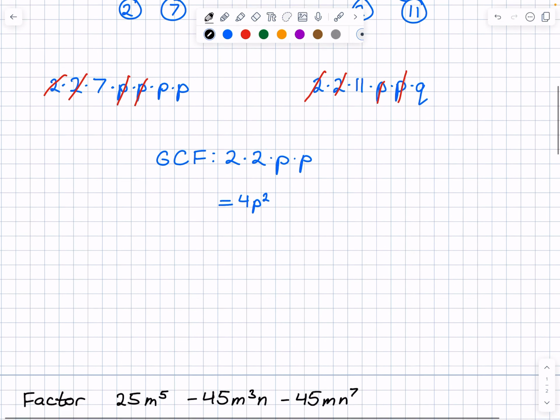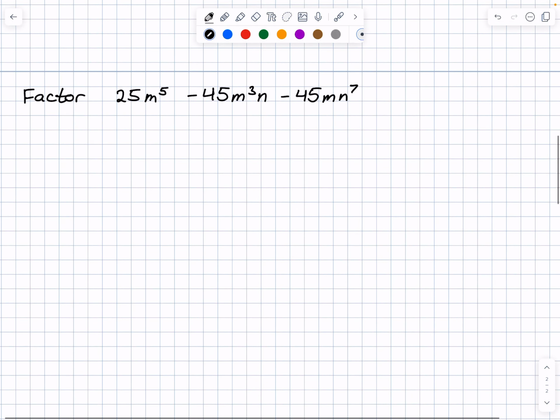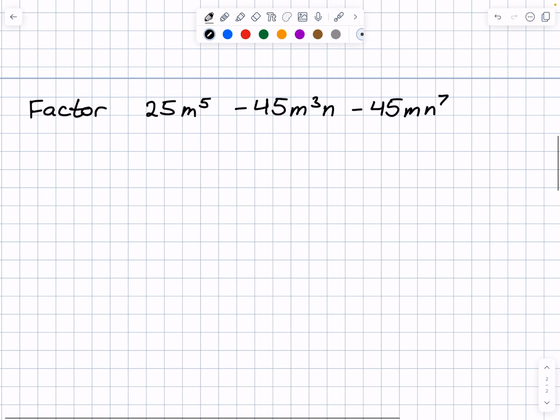Let me give you one example of how we might use this. So this says, please factor the following expression: 25m to the fifth minus 45m cubed n minus 45mn to the seventh, which looks overwhelming, but don't worry. The more terms actually, the easier factoring can be, because what we're looking for is, what do they all have in common? Every single one of them needs to have it in common.